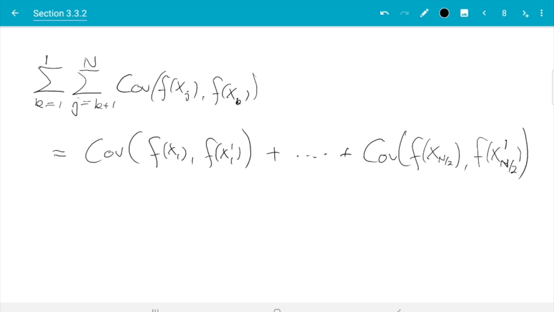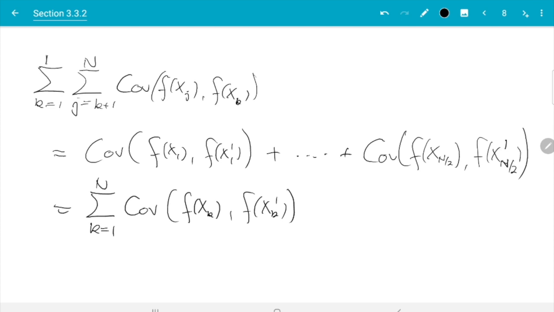all pairs. So what we can write here is just the sum over k from 1 to n of covariance of f of xk and f of xk prime. If we arrange things so that every pair has the same covariance, which makes sense because they all have the same distribution anyway, then we would get n times the covariance of f of x with f of x prime. Let me write that for a generic pair. And that is really the result. So we just need to put that all together.